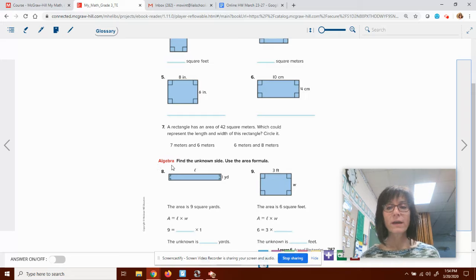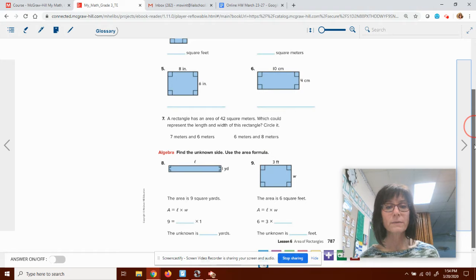Let's just double check algebra. Algebra says find the unknown side. Use the area formula. They're saying in number 8, let's make sure we have our whole problem there, that you've got an area of 9.